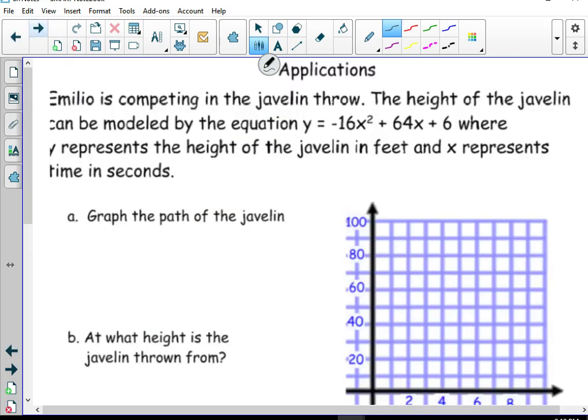Real world problem, classic parabola problem. Emilio is competing in the javelin throw. The height of the javelin can be modeled by this equation, where y represents the height of the javelin in feet and x represents time. Often you'll see t's and h's here, but that's fine. So x is time. Graph the path of the javelin.